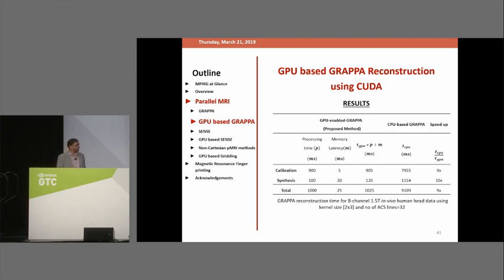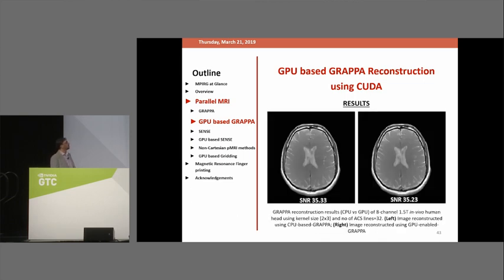Overall, we could get a 9x speed up for a 2x3 kernel. When the kernel size becomes larger, then we get up to 15x speed up. So the bigger the size of the kernel, the better the speed up we get, because then there are more and more parallel implementations which can be done, and obviously that helps to speed up the process. The results show perfectly the same SNR. There is no compromise whatsoever on the reconstructed images.